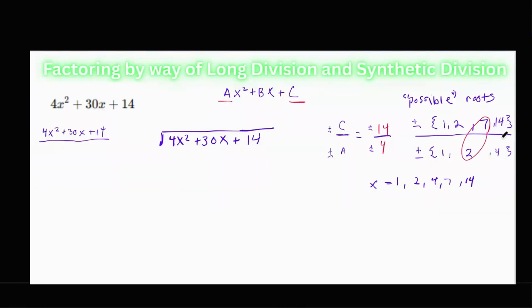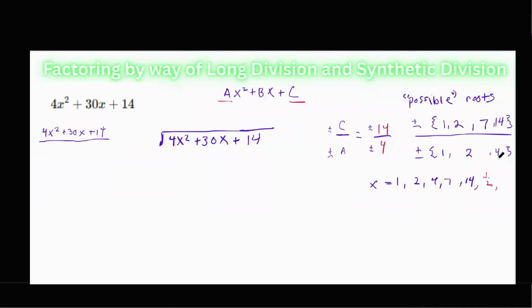7 over 2. And then we also have, what's another one? 1 over 2. 2 over 4 is just 1 over 2, so we don't repeat that. 14 over 4 is what we started with. So the other possibilities are going to be 1/2. And all of this is plus or minus, by the way. I'll fix that in a second.